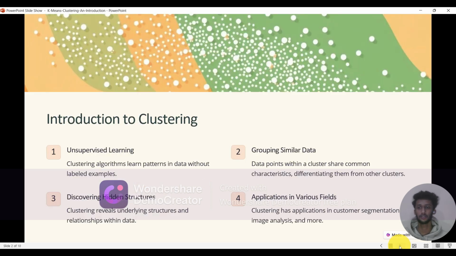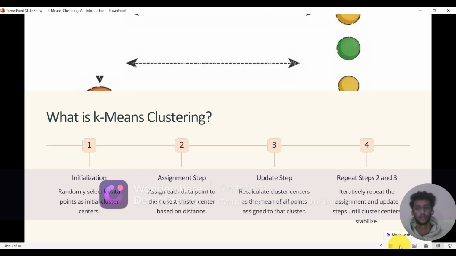Introduction to clustering. First is unsupervised learning. Clustering algorithms learn patterns in data without labeled examples. Second is grouping similar data. Data points within a cluster share common characteristics, differentiating them from other clusters. Third is discovering hidden structures. Clustering reveals underlying structures and relationships within data. Fourth is applications in various fields. Clustering has applications in customer segmentation, image analysis, and more.